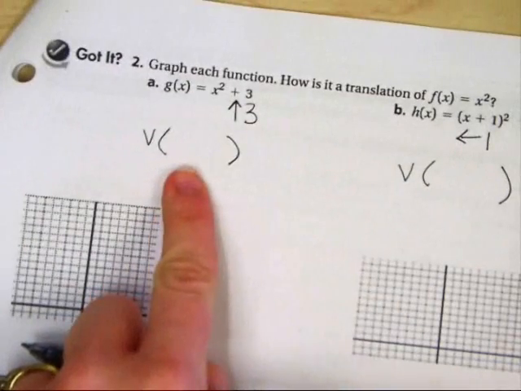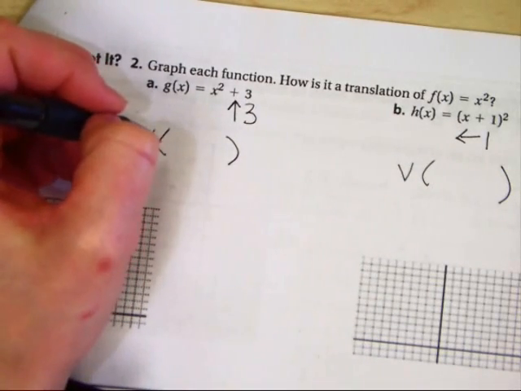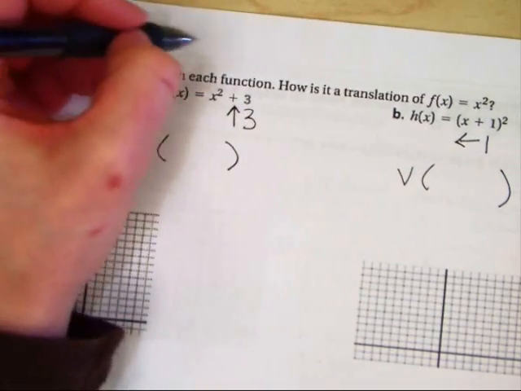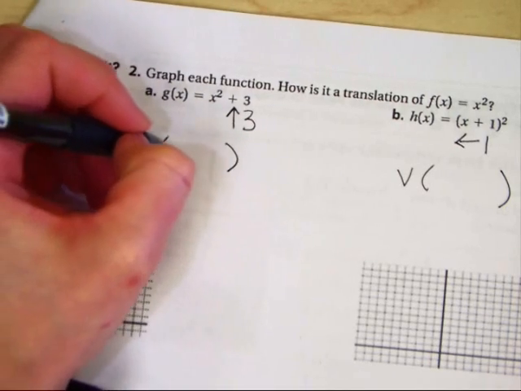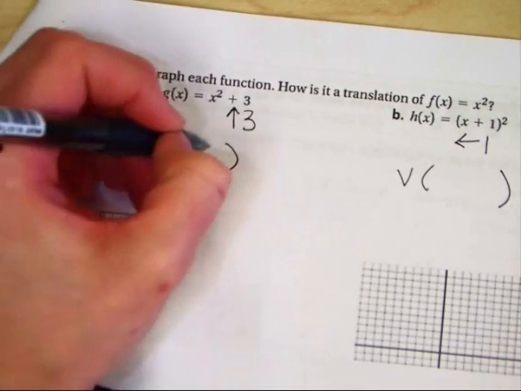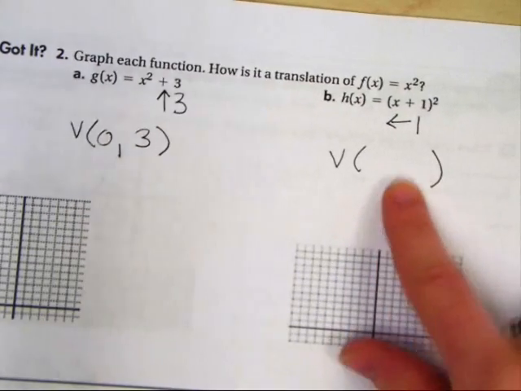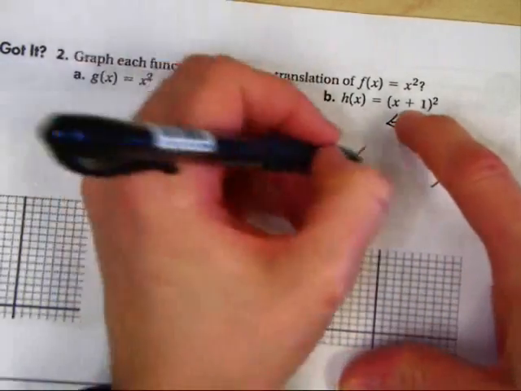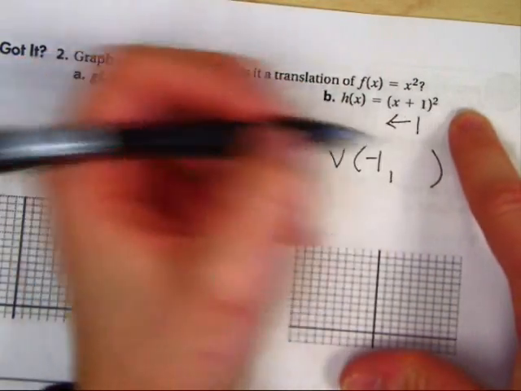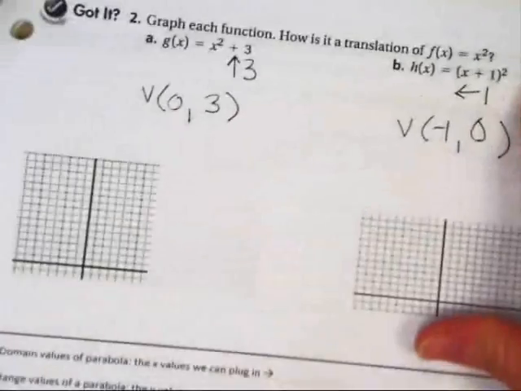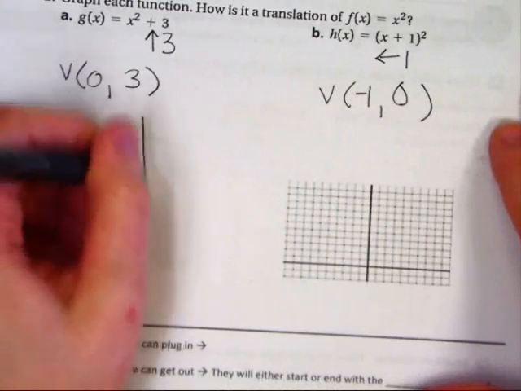The vertex in this one, you need to ask yourself what is with x. In other words, like, if it was a parenthesis squared, what would it be? In this case, nothing. What's on the outside? A 3. So 0, 3 is my vertex. Whereas on this one, my vertex is opposite of what is associated with x, negative 1, and then what's on the outside? 0. So we'll make our xy chart on both of them.